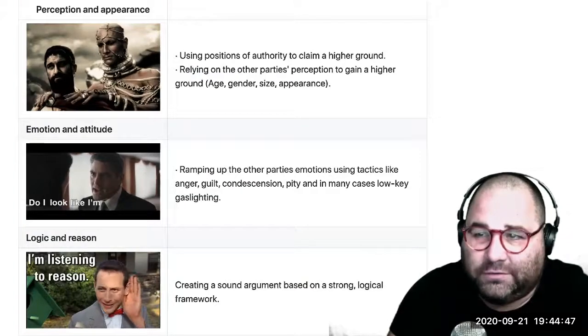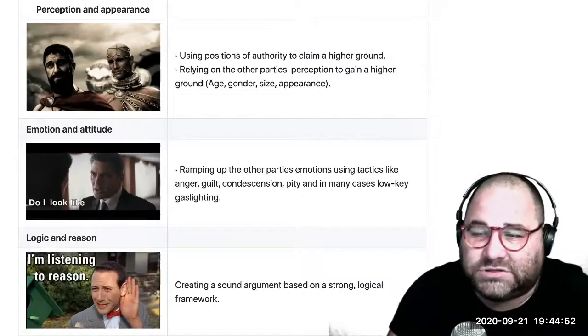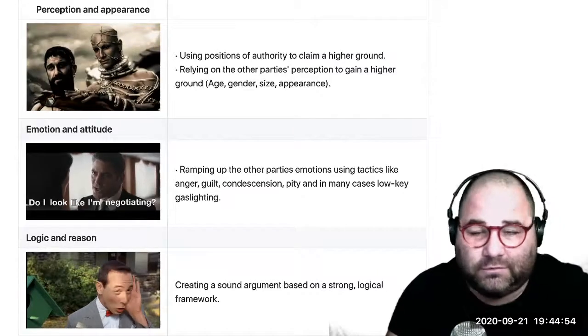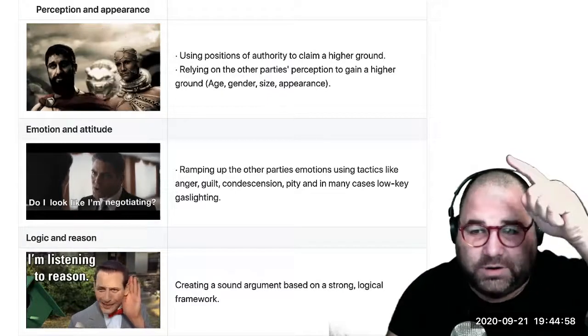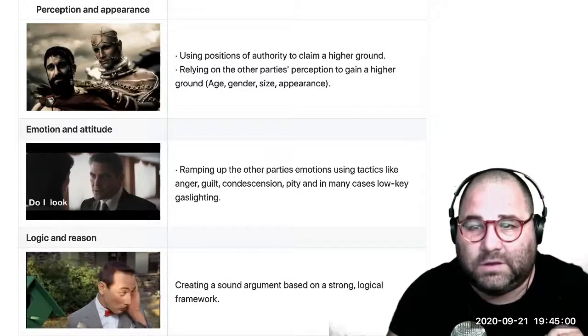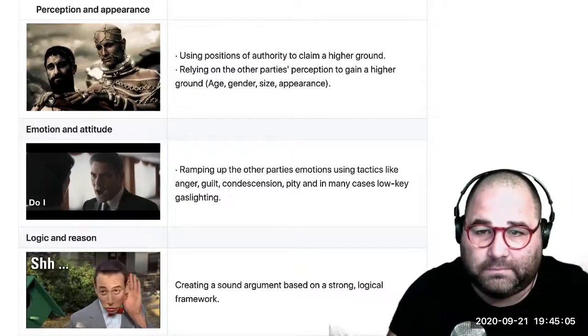So when they push back and they're just like, we're such a big important museum, or that's an insulting offer, just keep going back to logic and reasoning. Because the truth of the matter is, if they're really dependent on perception and appearance and emotion and attitude, if they're depending on these two, it means they don't have a strong logical argument.